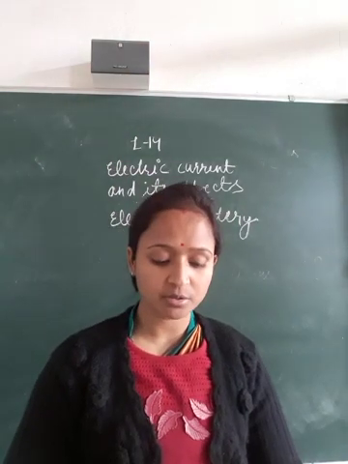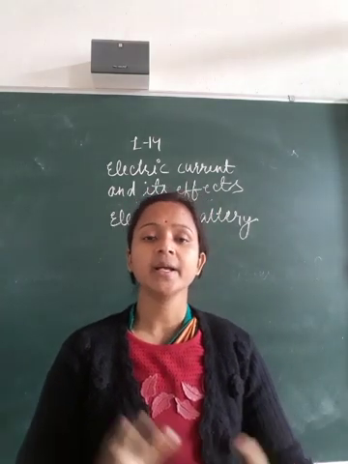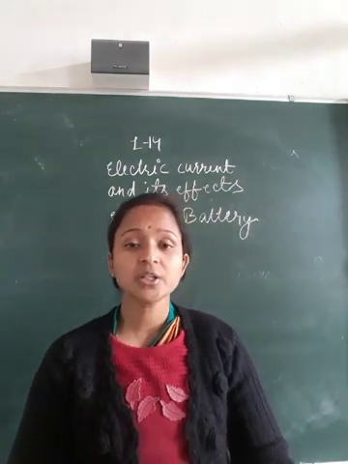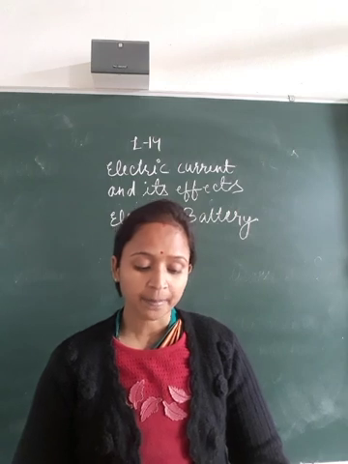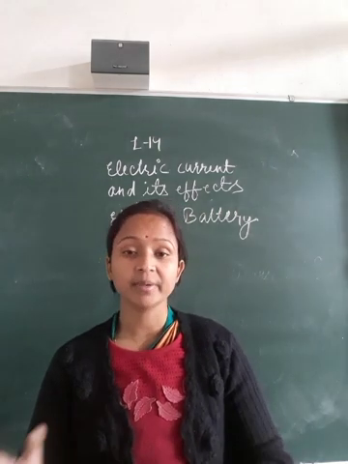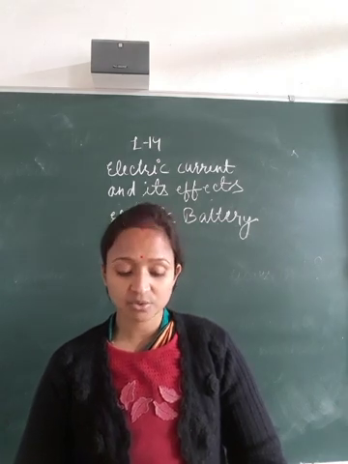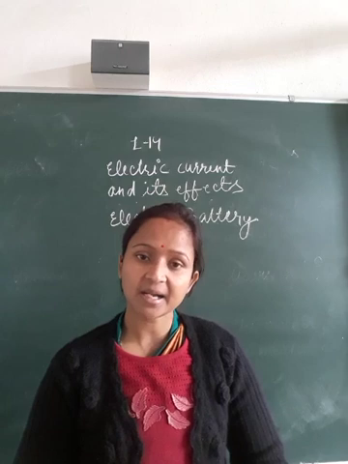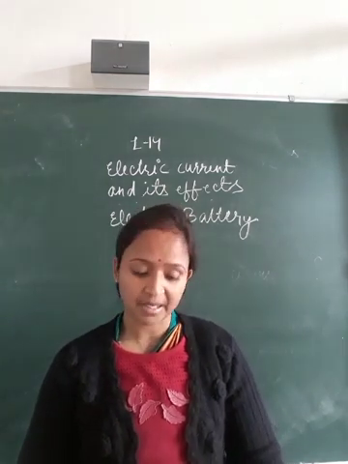A combination of cells is called a battery. What is a battery? A combination of two or more cells is called a battery. When two or more cells are used to draw electric current, the combination of cells is called a battery. In a battery, the individual cells are connected in series or parallel.